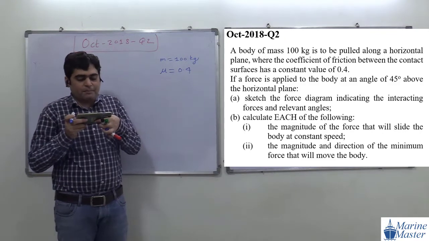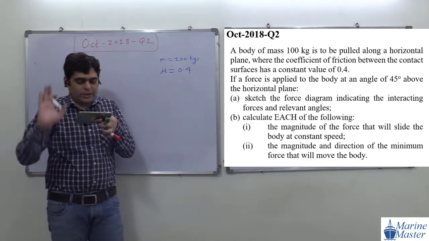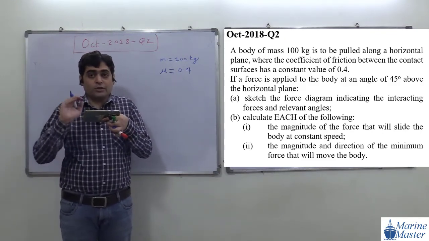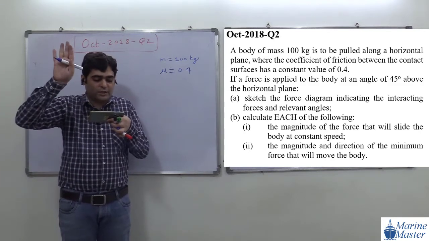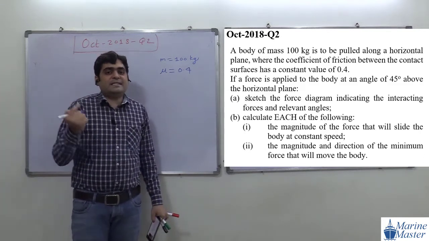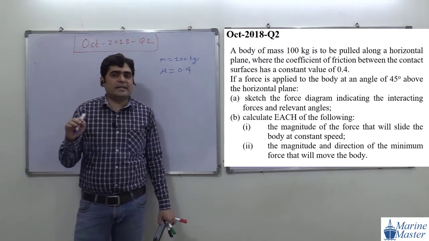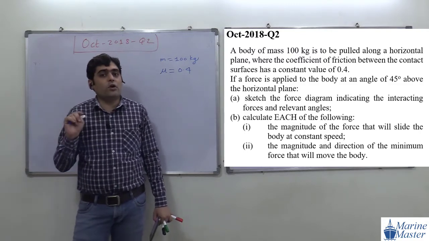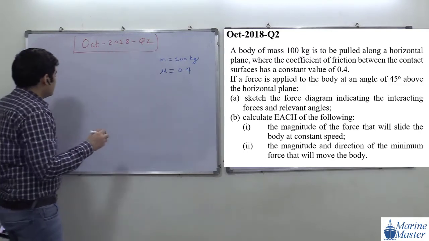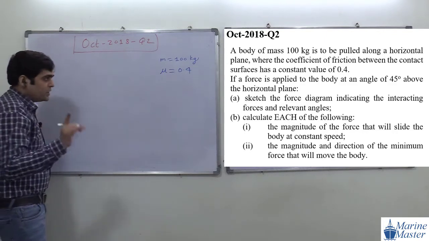If the force is applied at an angle of 45 degrees above the horizontal plane. Now, in the basic example, where we studied it, the external force is what? Horizontal. But in this question, try to see the scenario here.